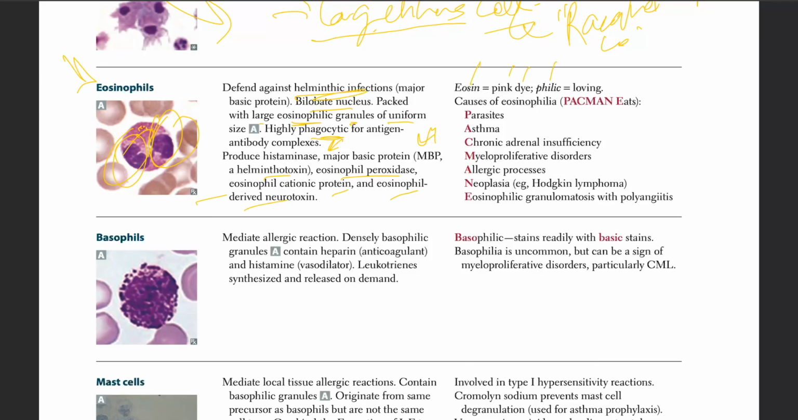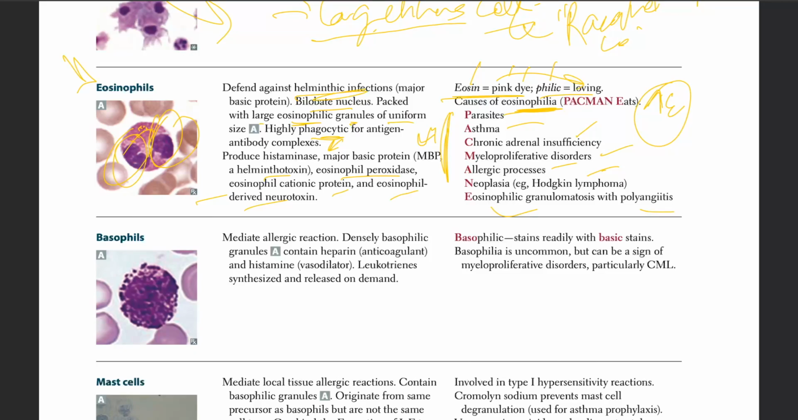Eosin, pink, philic, loving. Pink loving, eosinophilic, causes eosinophilia. Very important. These factors are important. What causes eosinophilia? Eosinophilia is an increase in eosinophils. Parasites, asthma, chronic adrenal insufficiency, myeloproliferative disorders, allergic diseases, neoplastic, specifically Hodgkin lymphoma, eosinophilic granulomatosis with polyangiitis. Okay, so these are the things that cause that.